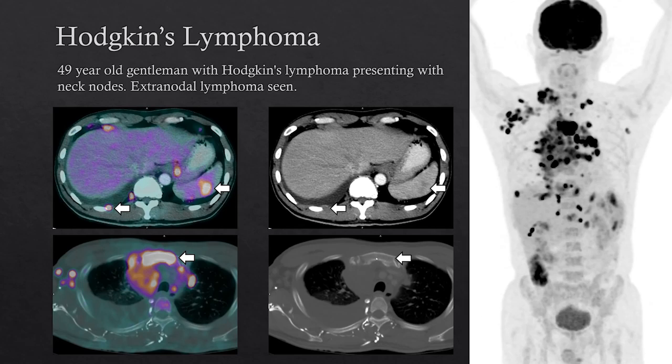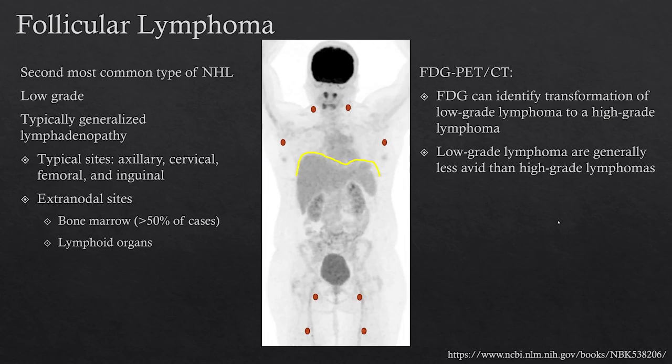On CT images, you can see that for most of the site, there are not really any changes on CT imaging. Moving on to follicular lymphoma. This is the second most common type of non-Hodgkin's lymphoma. It has a low-grade uptake, typically generalized lymphadenopathy. Typical sites include the axilla, cervical, femoral, and inguinal nodes.